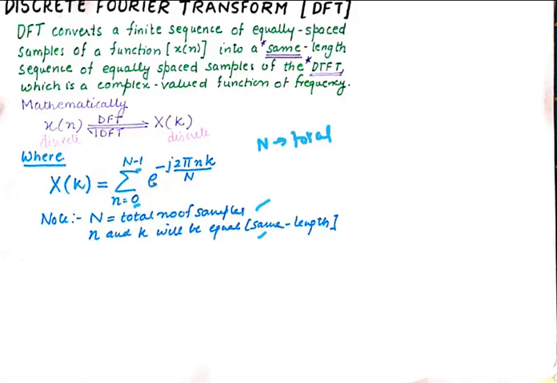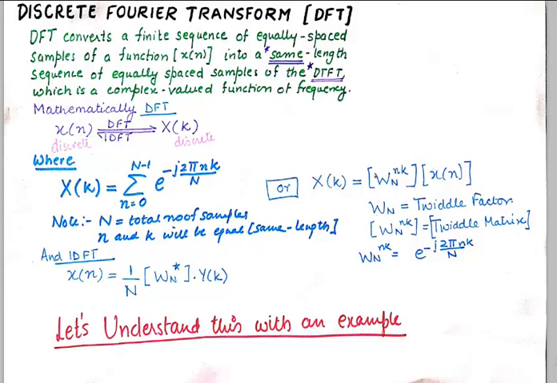and the formula is going from 0 to the maximum number of samples present, e raised to power minus j 2 pi n k upon capital N. Now that will be clearer when we do a numerical. And by the way, you could also calculate x of k using another method which is known as the Twiddle factor or the Twiddle matrix method.